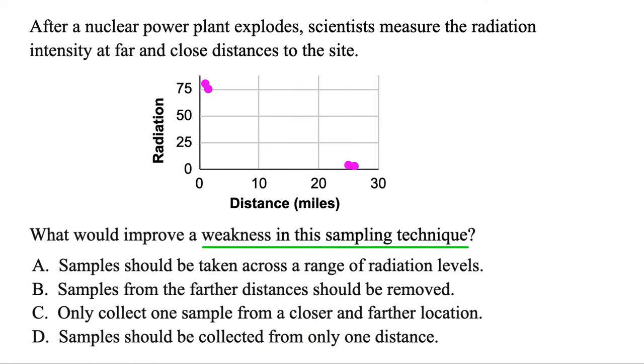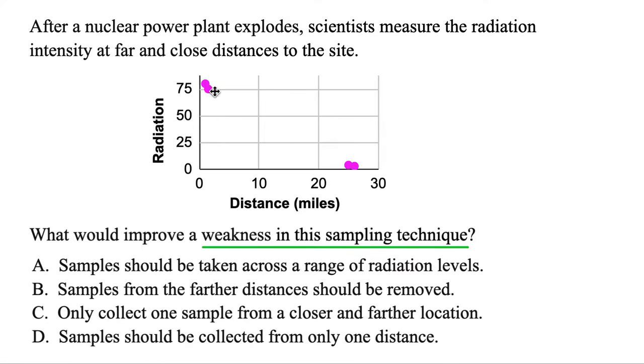What would improve a weakness in this sampling technique? Well, looking at the graph, we're missing a lot of data points here, and that is a weakness in the sampling technique. So what's going on? After a nuclear power plant explodes, scientists measure the radiation intensity at far and close distances to the site. And that makes sense, because at farther distances here, if we come straight across, the radiation's pretty low, but at closer distances, the radiation's higher.